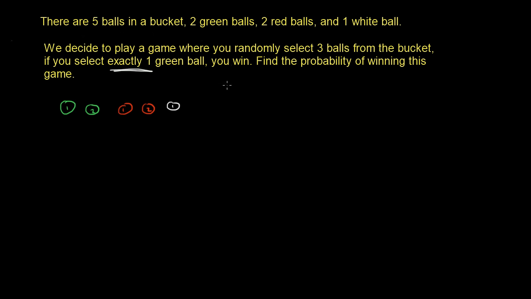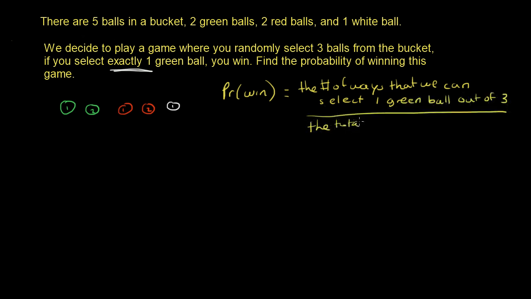Okay, so the probability that we win, or the probability that we get exactly 1 green ball, will be the number of ways that we could get exactly 1 green ball divided by the total number of ways that we can pick out the balls from the bucket. So let me go ahead and write that down. And so here we go. This makes a lot of sense. What we're doing is we're basically finding the number of ways that we can win and then divide that by the total number of possible ways that you play, right?